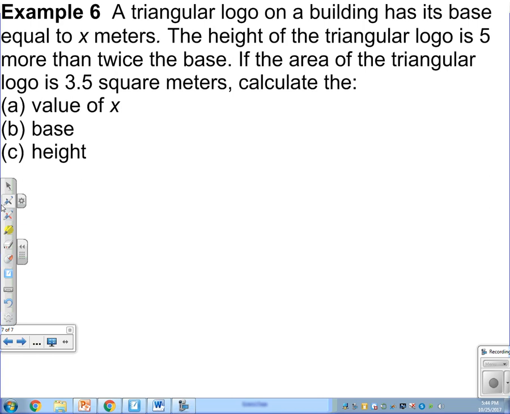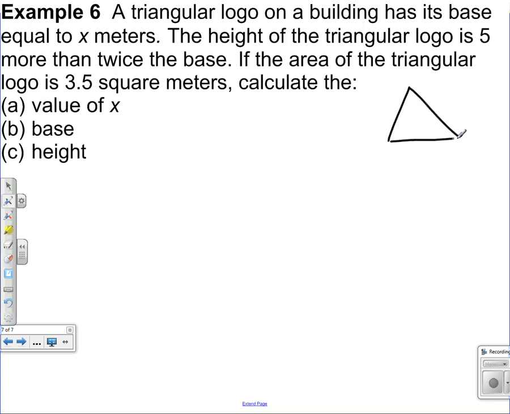All right, what's it say here? A triangular logo on a building has its base equal to X meters. The height of the triangular logo is 5 more than twice the base. If the area of the triangular logo is 3.5 square meters, calculate these three things: value of X, base, height. Okay, let's draw a picture first.